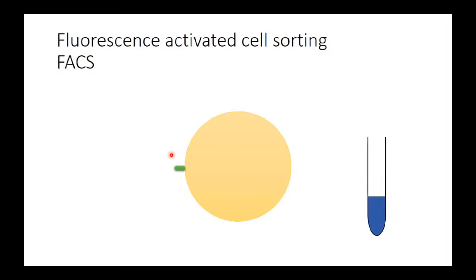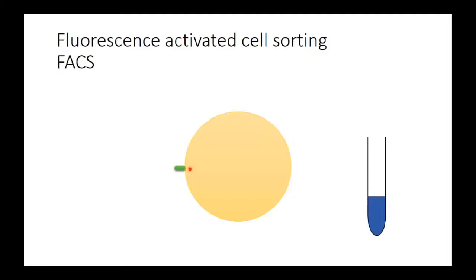What I want to do here is count how many cells there are inside the mixture, and how many cells are expressing the protein and how many cells are not expressing the protein. And then I want to separate this heterogeneous mixture into two groups of cells, the cells that are expressing the protein and the cells that are not expressing the protein.